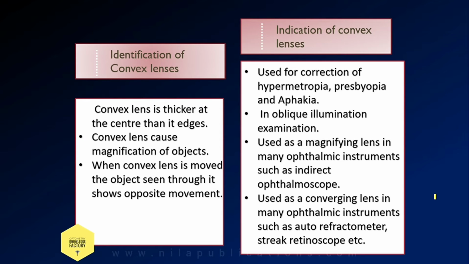Then indications of a convex lens. It is used for correction of hypermetropia, presbyopia and aphakia. In oblique illumination examination, it is used as a magnifying lens, in many instruments including the indirect ophthalmoscope. It is also used as a converging lens in instruments like autorefractometer, slit lamp, etc. These are the major indications of a convex lens.